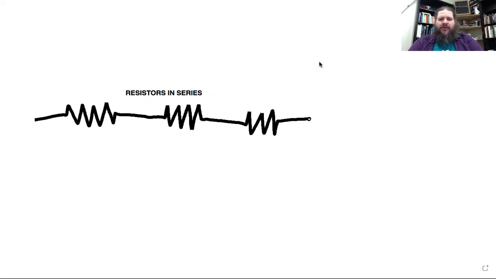Like let's say you have some current flowing through the first resistor. We've got current flowing through the first resistor. We've got current flowing through the second resistor. We've got current flowing through the third resistor. And we might label those, for instance, I1, I2, and I3. But what do you know about how those currents are related?